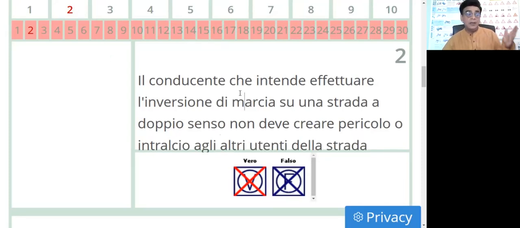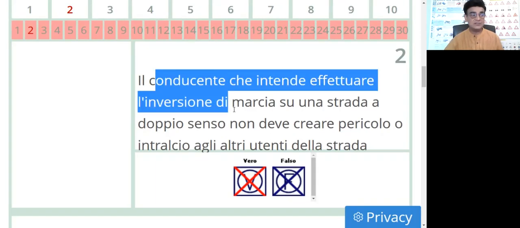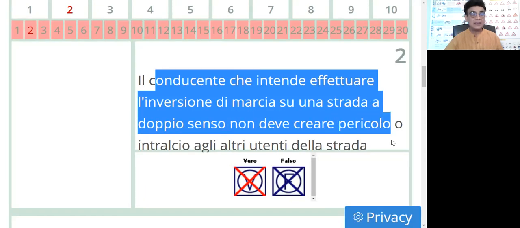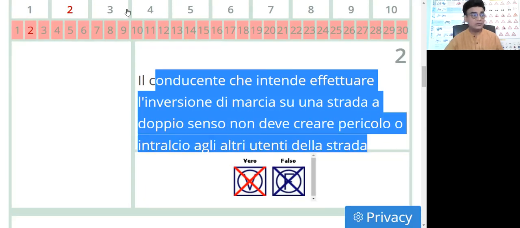Anyway, so you remember, a person who wants to take a U-turn on a two-way road should not create danger or blockage to other people on the road along with him. And that is true. Once again, il conducente che intende effettuare inversione di marcia su una strada a doppio senso non deve creare pericolo o intralcio agli altri utenti della strada.